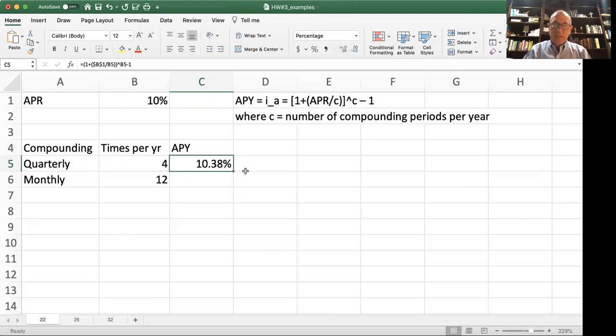There we go. Now I can drag this formula down, and it should give me the 10.47% for the monthly compounding, and there it is. So it's much easier, obviously, all things except the very simplest are going to be easier using Excel. And there's the answer. Let us now move to looking at problem number 26.